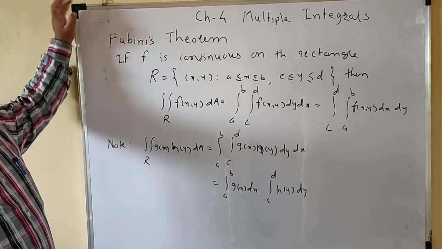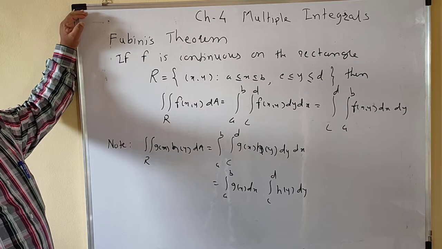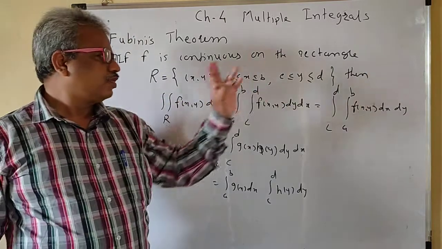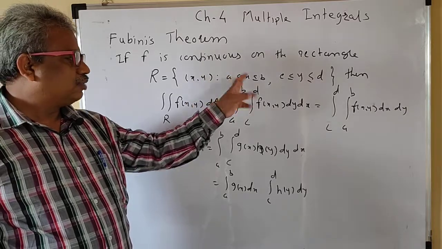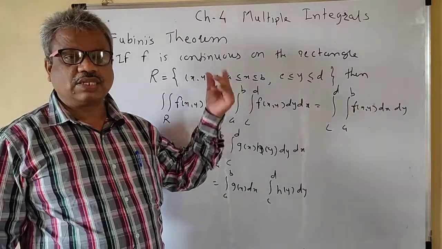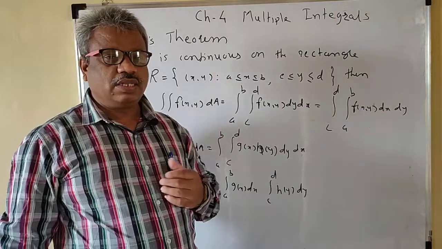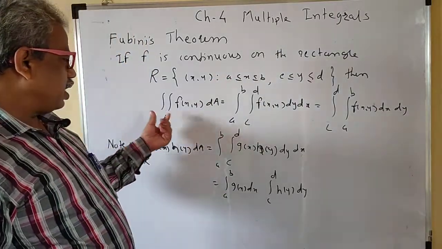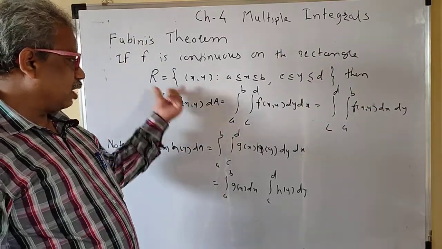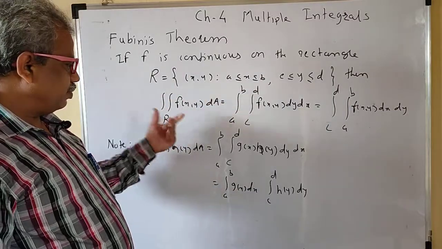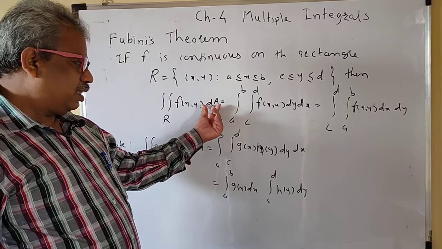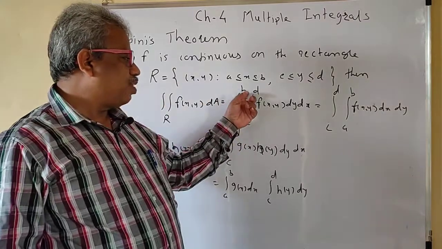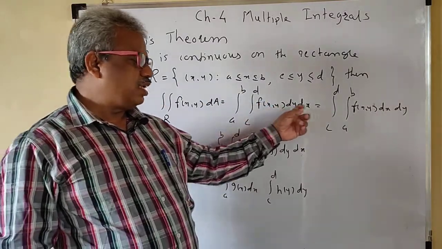So Fubini's theorem is this: if f is continuous on the rectangle R, where R is the set of all ordered pairs (x, y) such that x lies between a and b, that means x is in the closed interval [a, b] and y is in the closed interval [c, d], then the double integral over R, dA, which you may write as dx dy, equals the integral from a to b, integral from c to d, of f(x, y) dy dx.